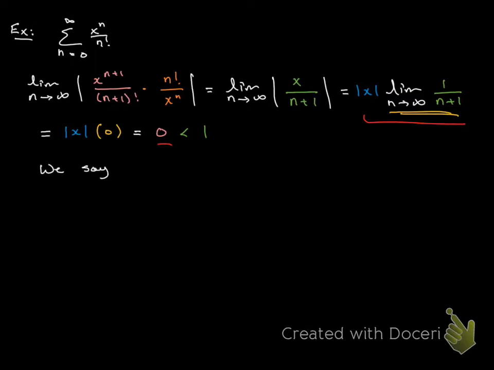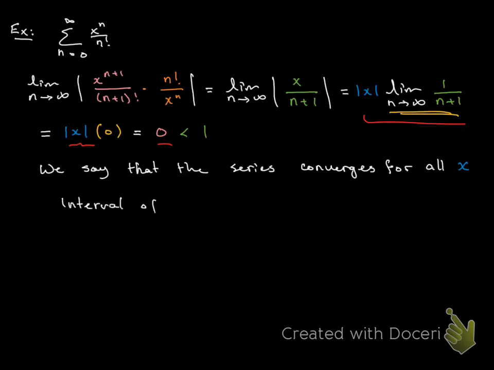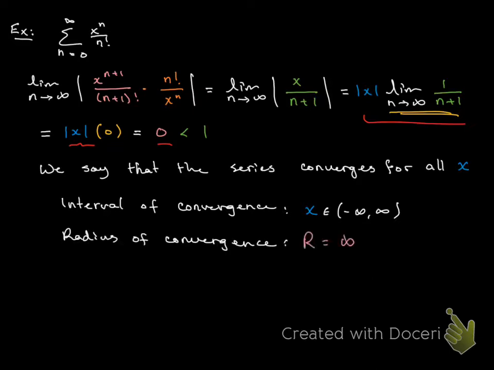So what we've got here is that this power series converges for any x, or for all x. Because it doesn't matter what this x is out front, it's being multiplied by 0, and that way this limit is always less than 1. Okay? So the interval of convergence is really everything. It converges for all x, from minus infinity to infinity. And that also implies the radius of convergence is infinite.